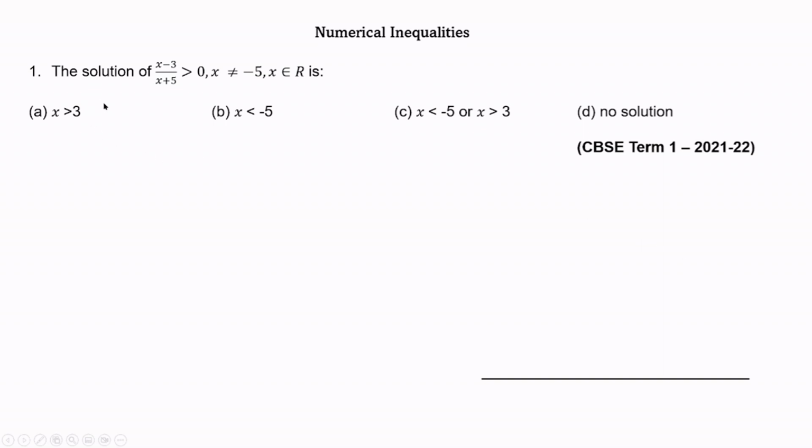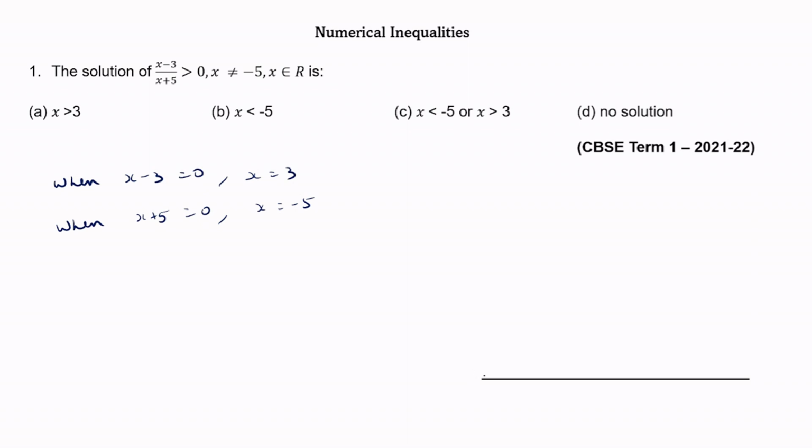So here the solution of (x minus 3) by (x plus 5) greater than 0, x not equal to minus 5, x belongs to R, is. So here we have to solve for x where (x minus 3) by (x plus 5) is greater than 0. When we have questions of this type, we have to find the points on the number line where this function will be positive and negative. So let us find when x minus 3 is equal to 0, x is equal to 3, and when x plus 5 is equal to 0, x is equal to minus 5.